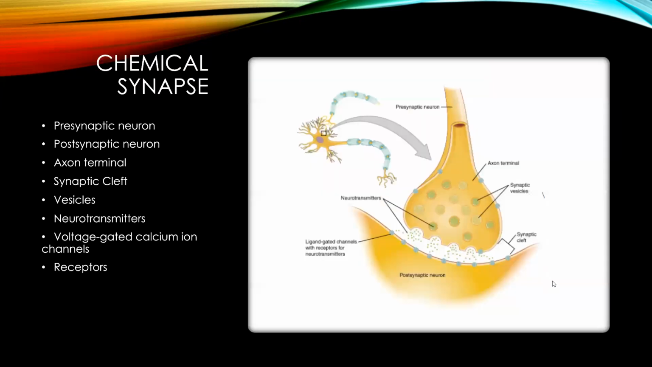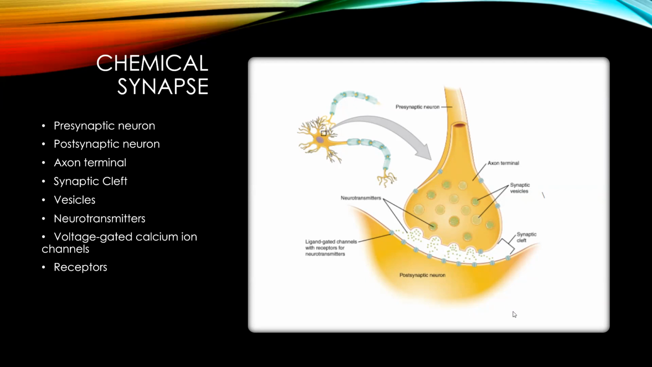This is a chemical synapse. This is the presynaptic neuron. This is the postsynaptic neuron. This area is the axon terminal, and the area in between is the synaptic cleft. These are vesicles inside the axon terminal, and neurotransmitters are inside of the vesicle. These are voltage-gated calcium channels, and these are the receptors.